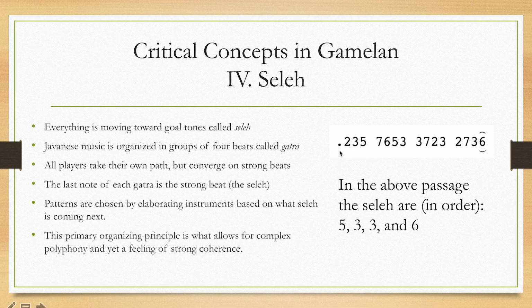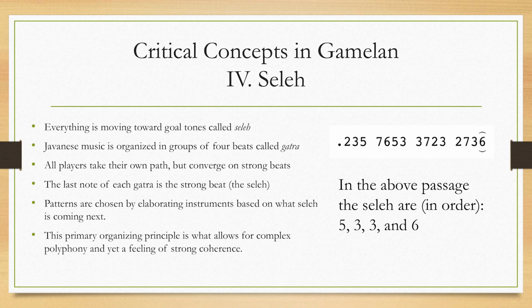So if we look at this little passage here, the seleh of this first gotro is mo, or 5. The seleh of this last gotro is lu, and then a nam, right here. So all of the players are going to take their own path, but they're going to arrive on the same note right here, right? So this is what allows a really complex set of polyphony. These instruments can be playing up to 20 different melodies at the exact same time, but it still feels organized. It still feels coherent. So we can hear that actually in Puspawarna.